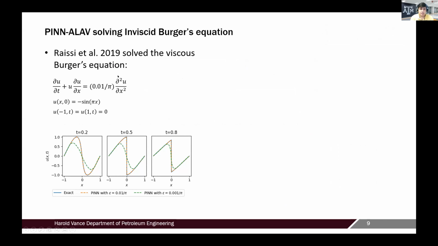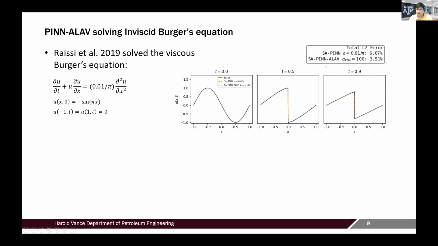And here is another example using Burgers' equation that is more familiar to some. With a sinusoidal initial condition, you can see that we can solve using PINs with a fixed artificial viscosity. This is not artificial, but it's called viscous Burgers' equation. But if I reduce this viscosity from 0.01 over pi to 0.001 over pi, you see the PINs fail. That's the green line. Okay.